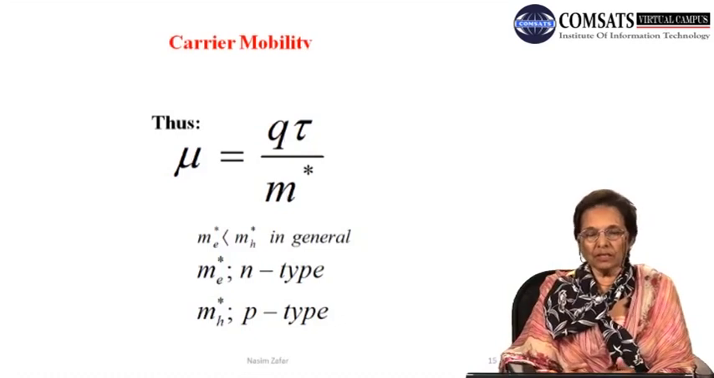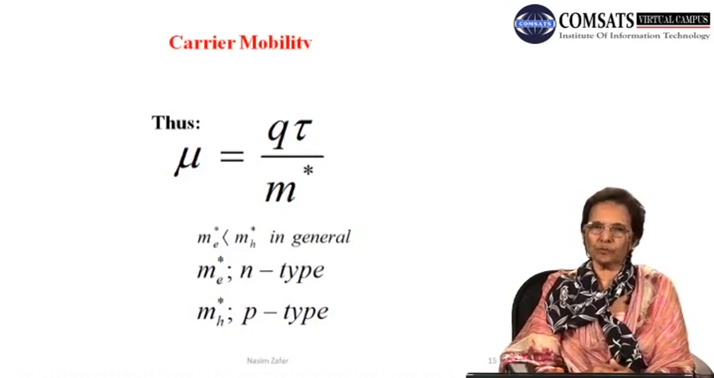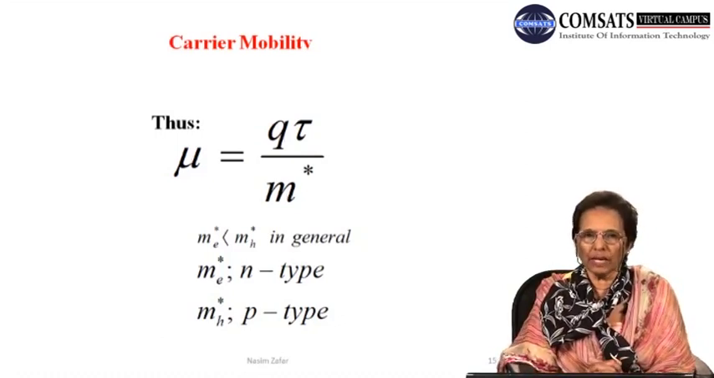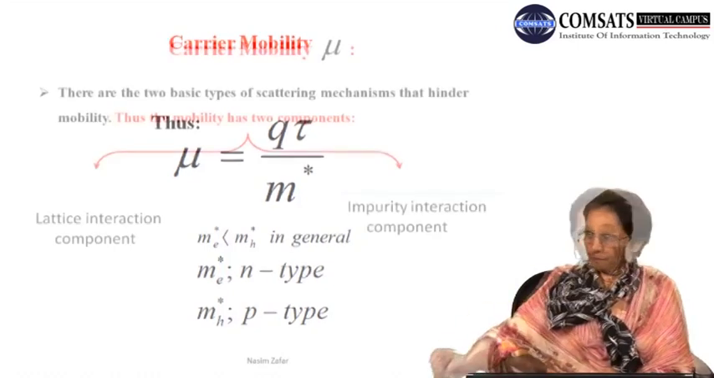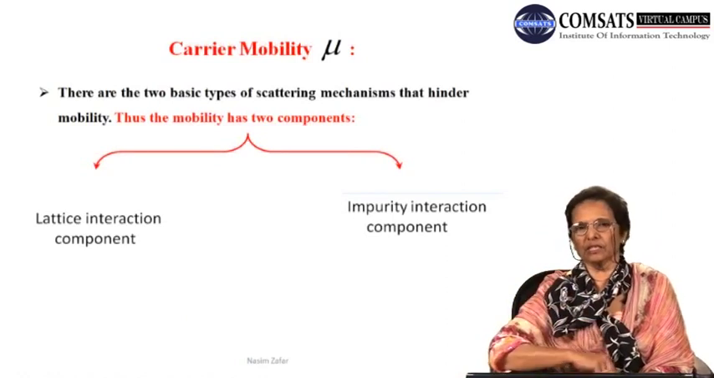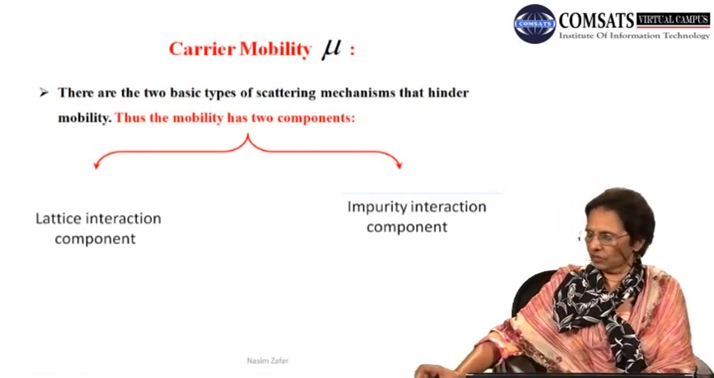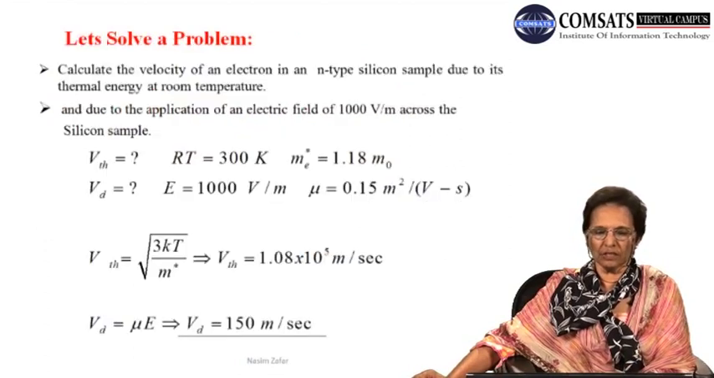So mu has another expression now, and this is the one which we shall be using most of the time while calculating numerical problems. To sum it up again, in the next lecture I shall deal with two important mechanisms of collision, namely the lattice collision and the collision with the impurity atoms when the electrons or holes are moving in real crystals.